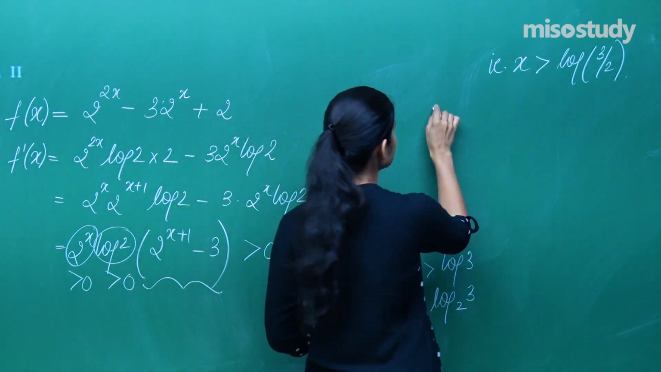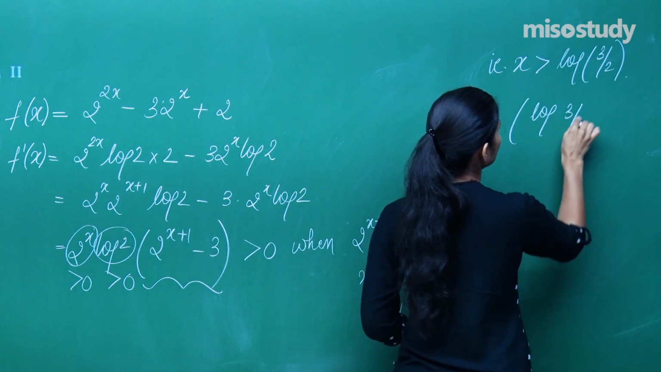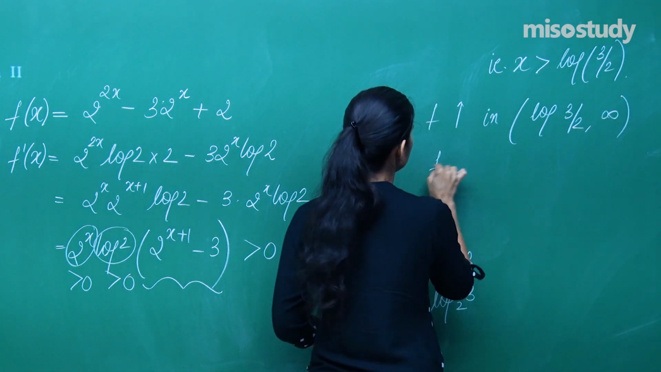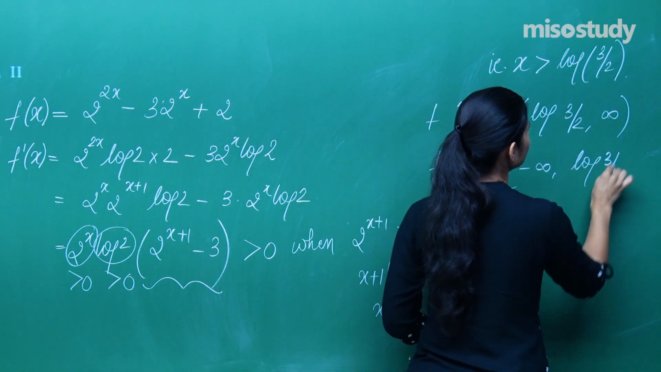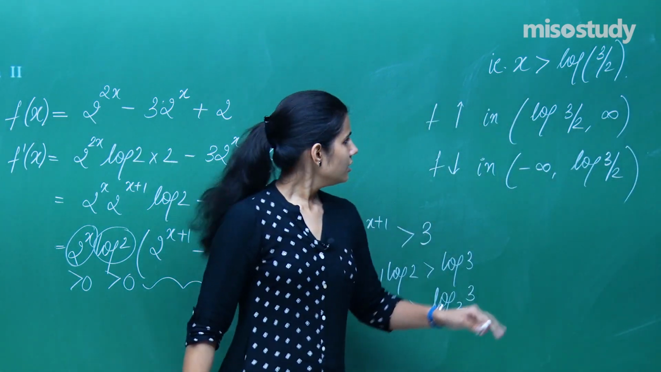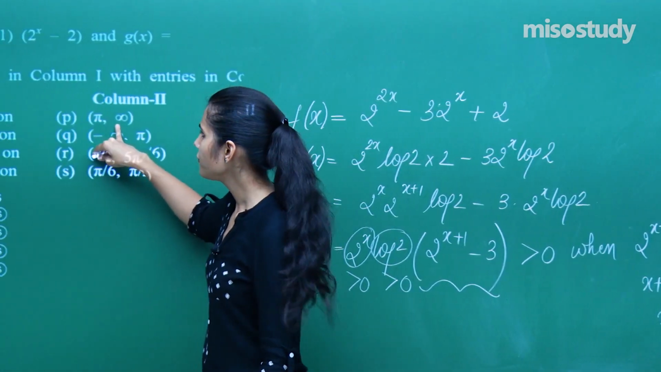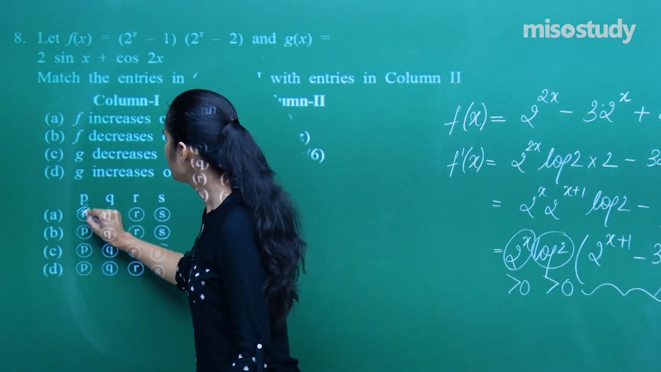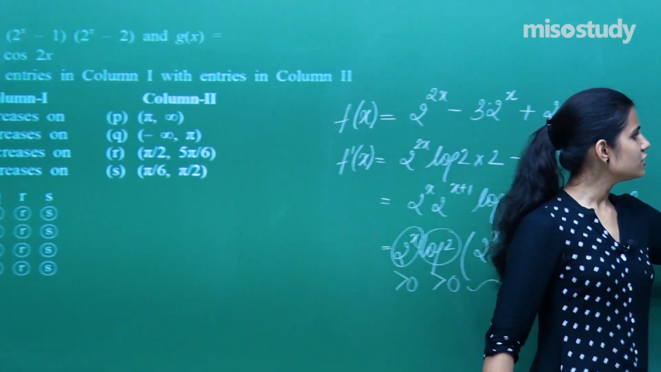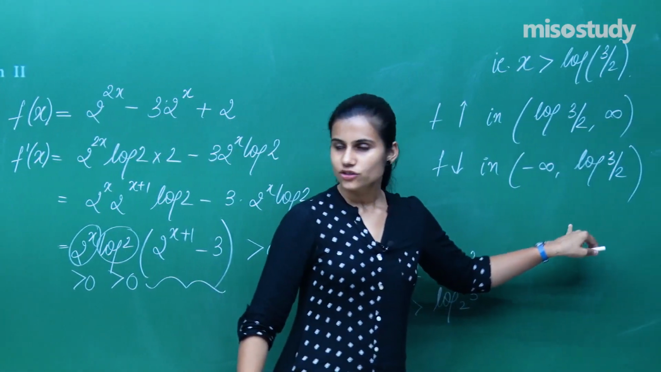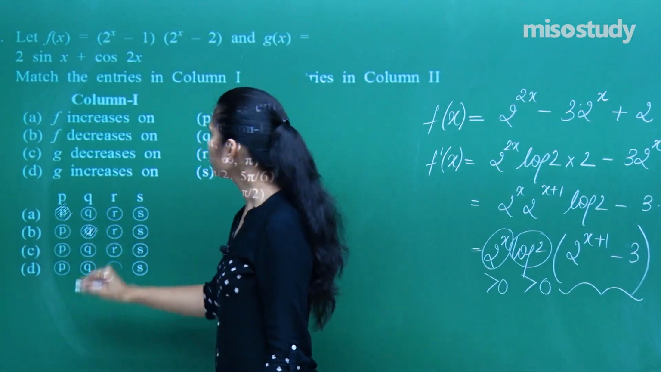Okay, that means f increases in which interval? Log 3 by 2 to infinity, and f decreases in which interval? Minus infinity to log 3 by 2 for sure. Log 3 by 2 to infinity contains this interval, therefore f increases in this interval, and minus infinity to log 3 by 2 actually contains this interval, therefore f decreases in Q.